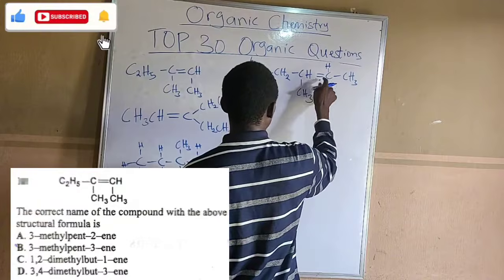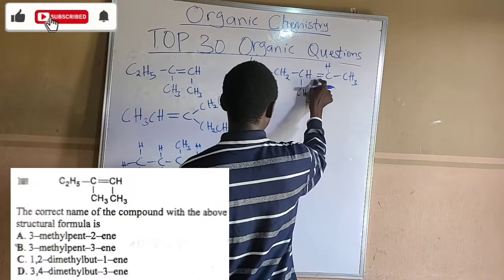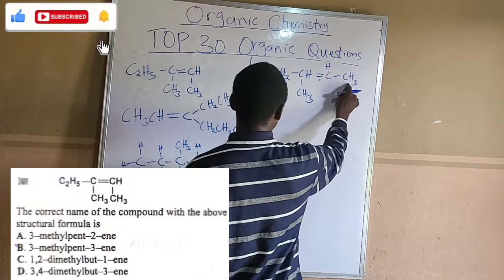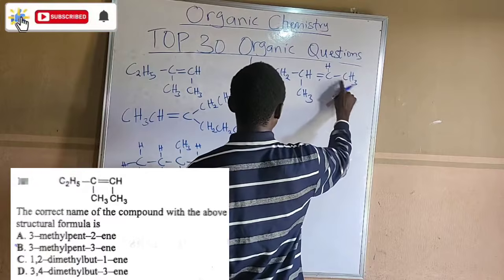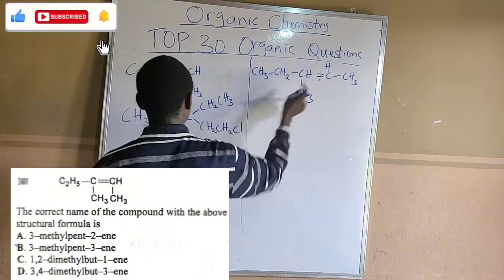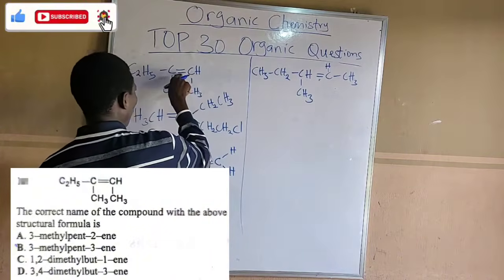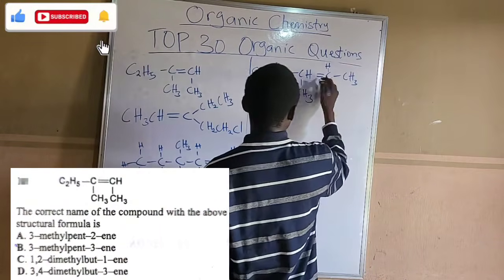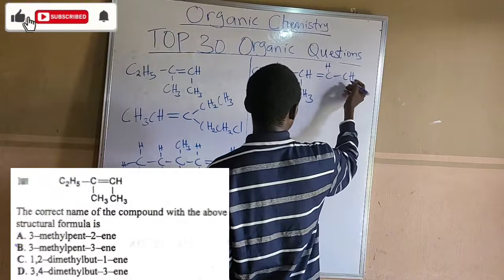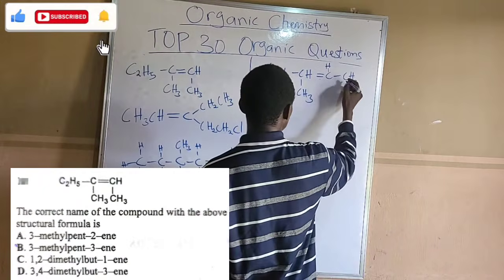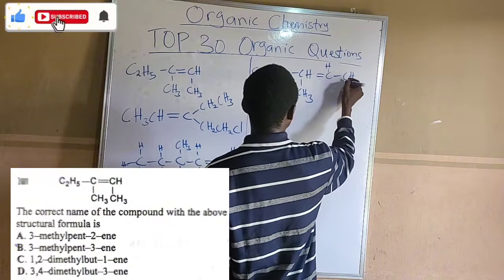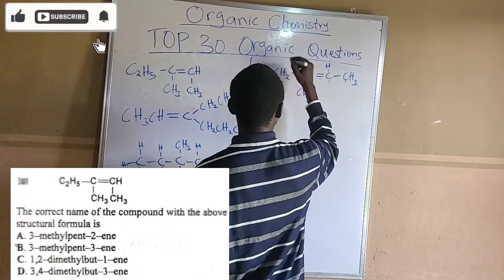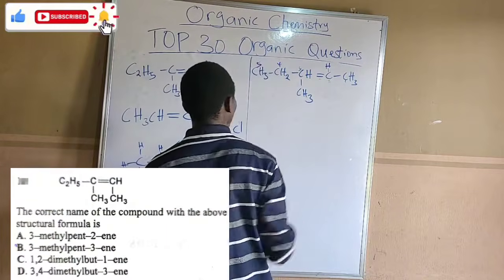1, 2, 3. I need to count 3 carbons before I get to this double bond. But what if I come like this? 1, 2. I will just count 2 carbon atoms before I get to this double bond. So let's choose this shorter one. It is that shorter one that we must follow. This will be carbon 1, carbon 2, carbon 3, carbon 4, carbon 5.